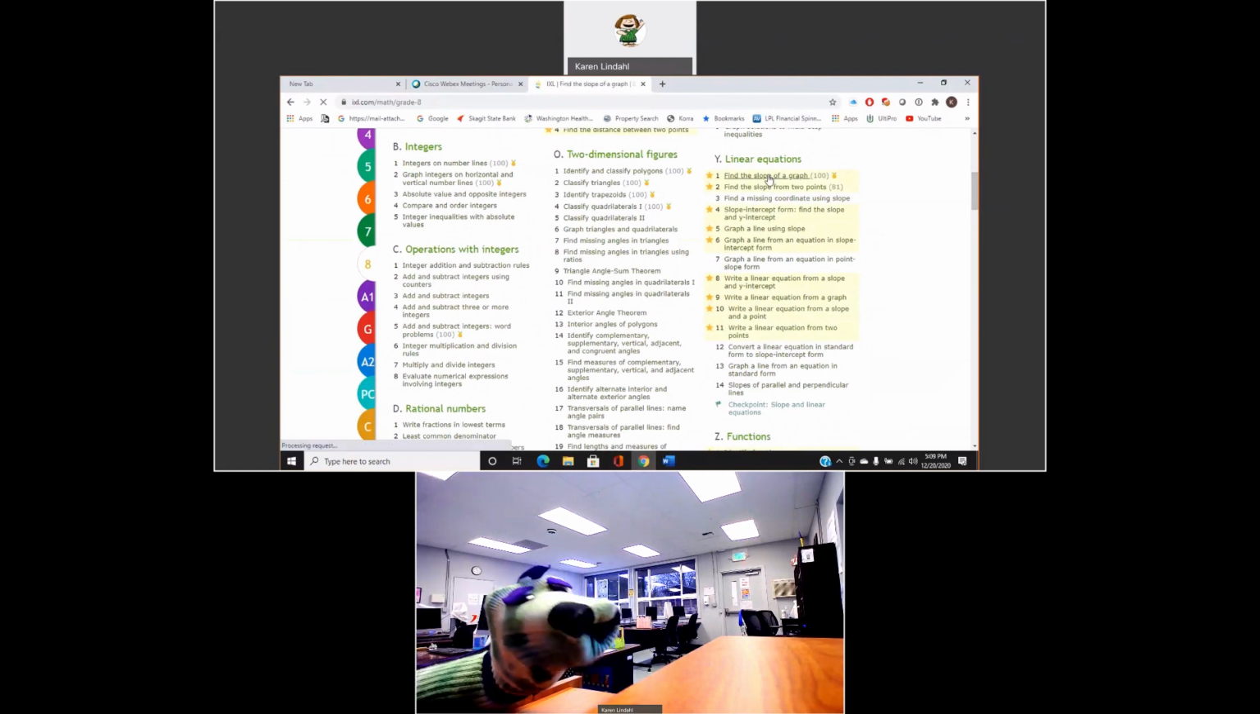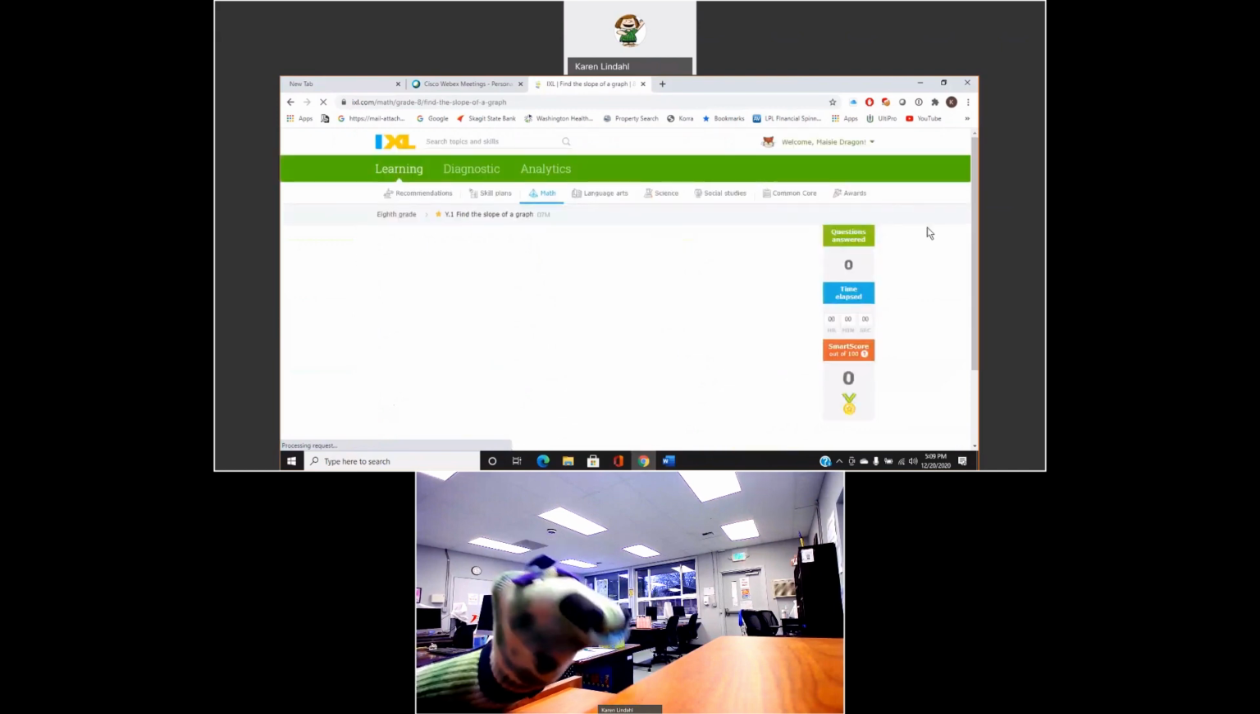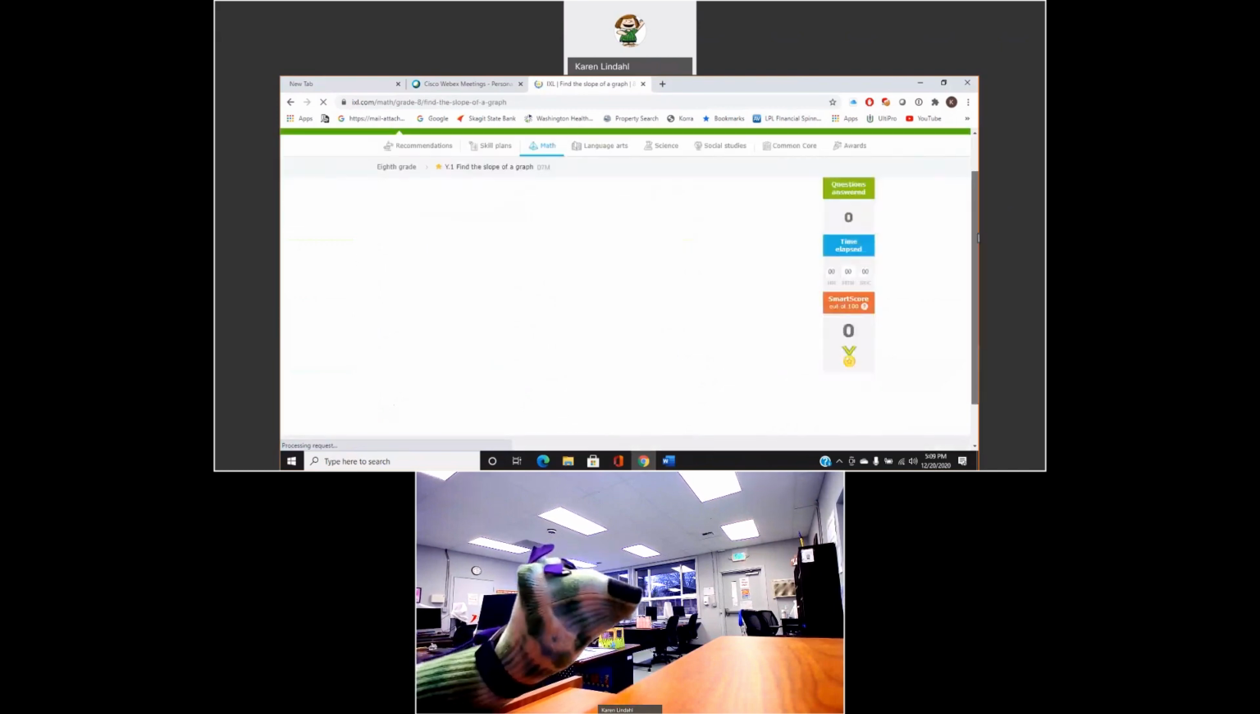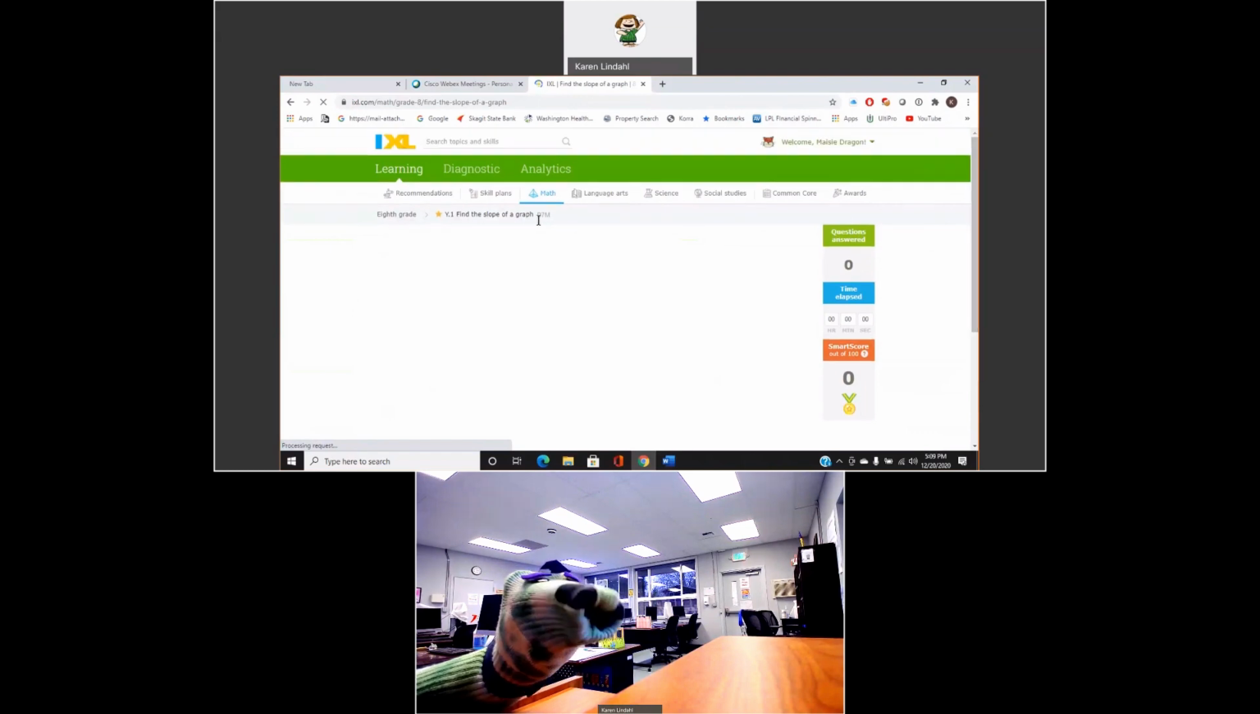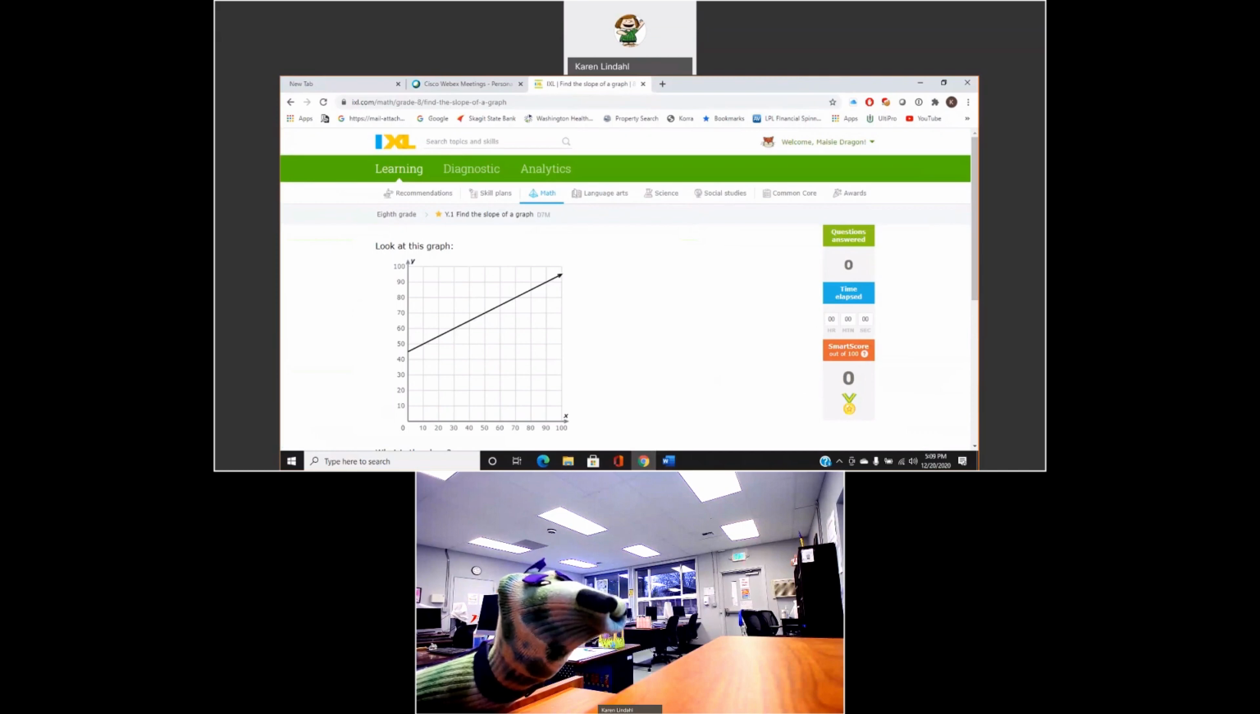Find the slope of a graph. On the slope of the graph, it's rise over run. Remember that? This graph is a little more complicated, but you can see it counts by tens along the y-axis and the x-axis. And we're going to write out what the assignment is. It's D7M.